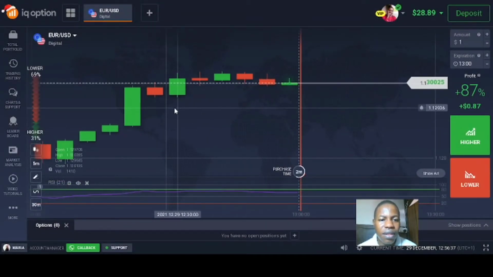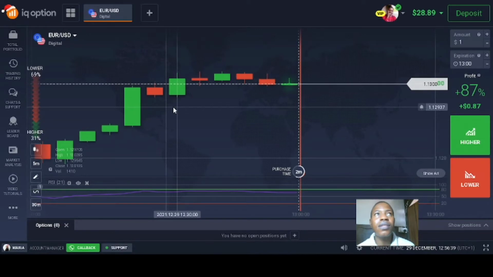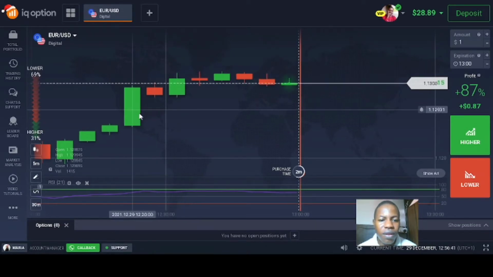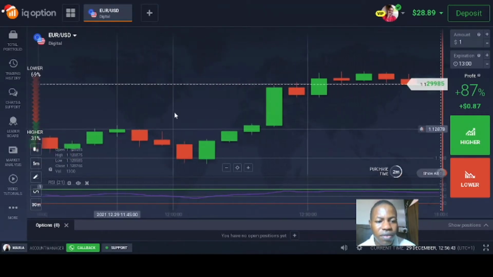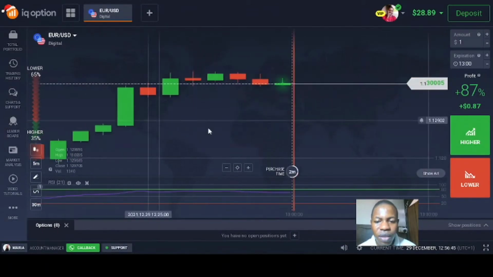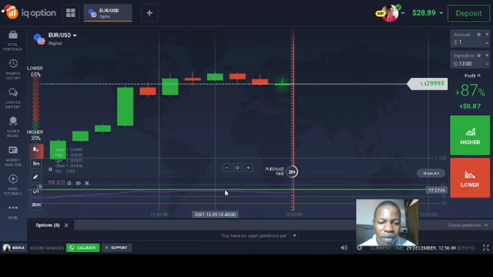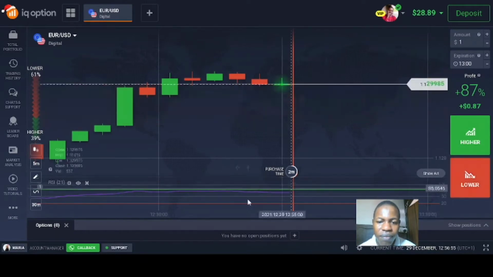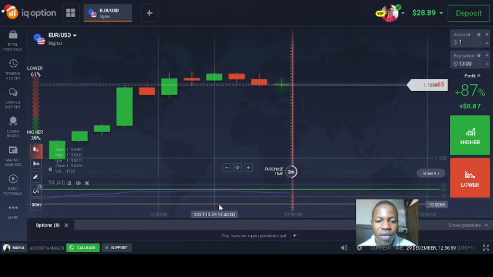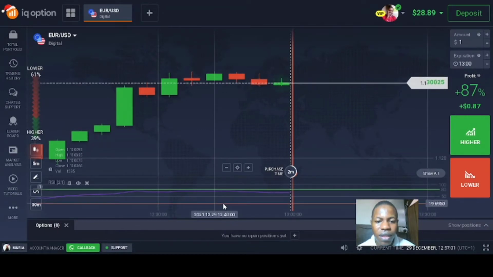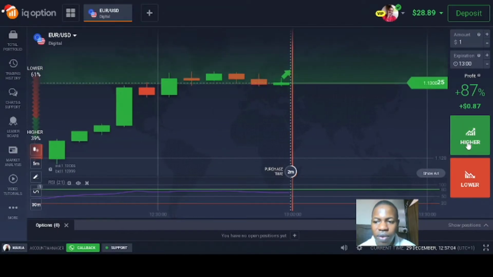So let's look at how to use this strategy. First we will check for whenever this RSI line touches the overbought line. Then you take puts, you trade for lower. Now whenever the RSI line touches the oversold line, then you trade for call, that is higher.